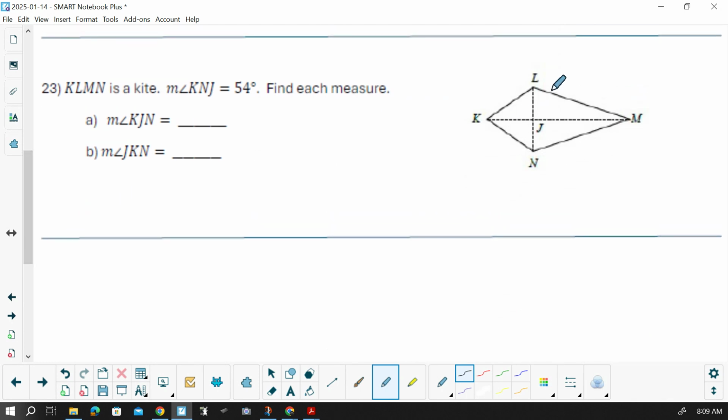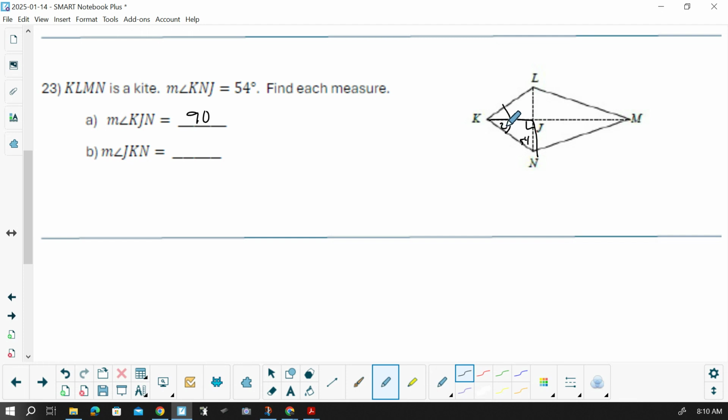And, ooh, the last one. KNJ, that's right here, is 54. And that's it. K and J is 54. KJ, well, we got a right triangle right here, right? KJN, that one's the 90-degree one. JKN, now that's this whole big one.